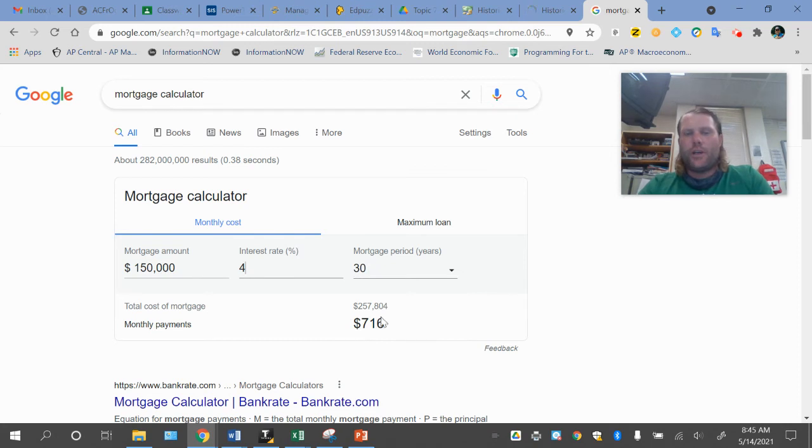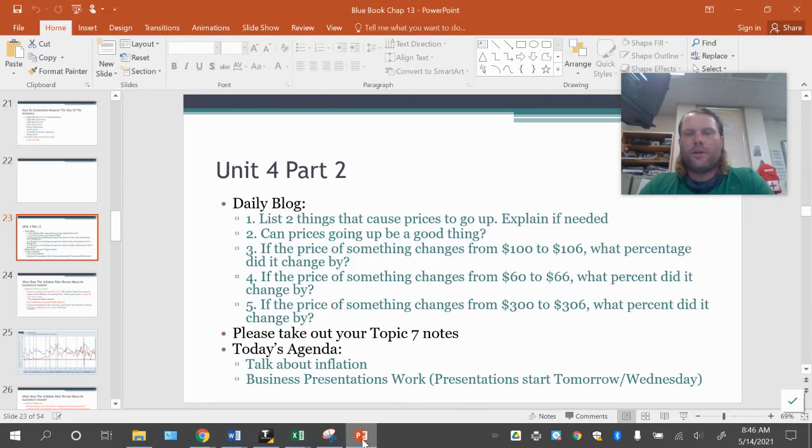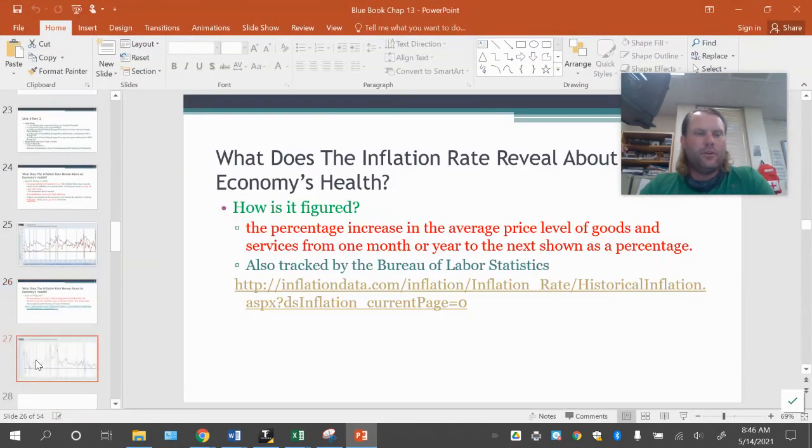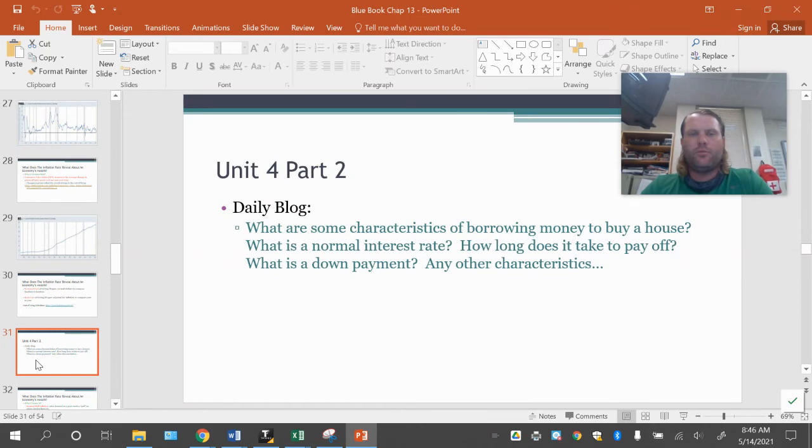If the interest rate changes, you're going to see these numbers change pretty significantly as well. So if my interest rate goes down to 3%, obviously the total cost is going to go down, the monthly payments are going to go down, and it plays a pretty significant role. If it goes up, obviously the opposite's going to happen. So that's something that you can take a look at and try to take advantage of to one day borrow money to buy a house.